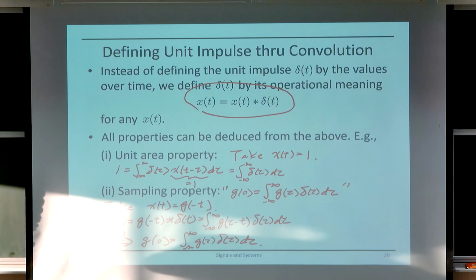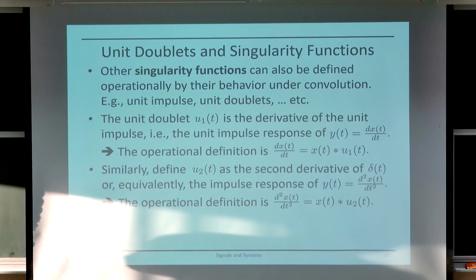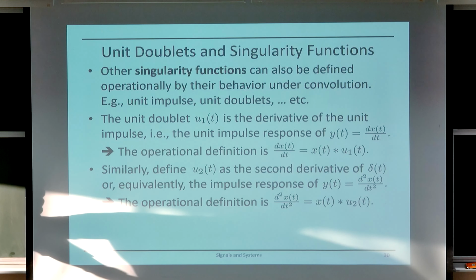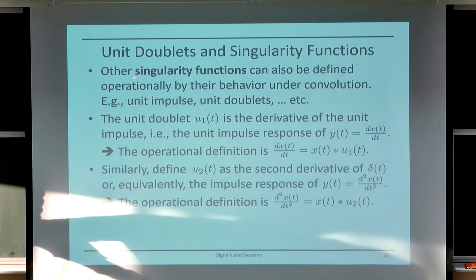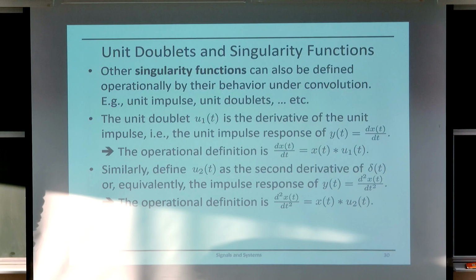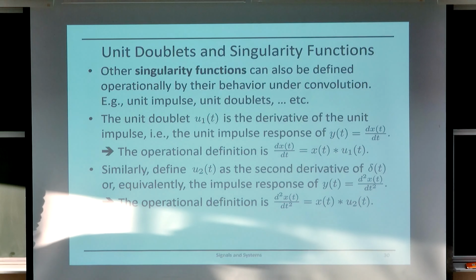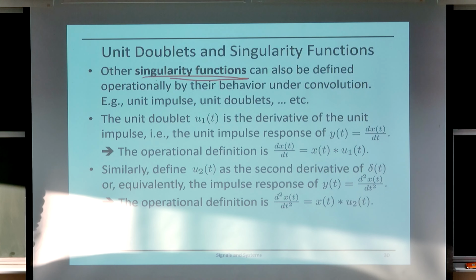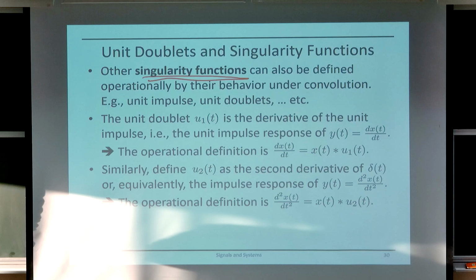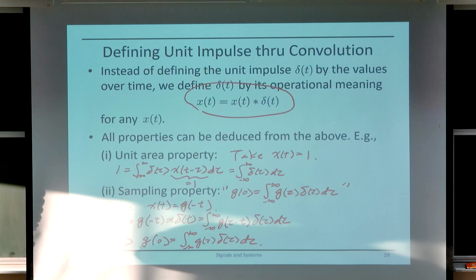I don't want to go through the details of this, but we could just give an idea of what these functions could be. Like I just mentioned, this unit impulse is a special case of so-called singularity functions that are defined operationally by their behavior under the convolution. So the unit impulse is defined under the convolution as a function that satisfies this equation here.